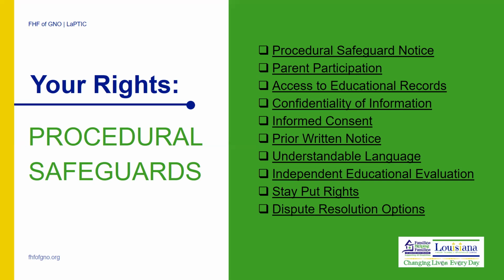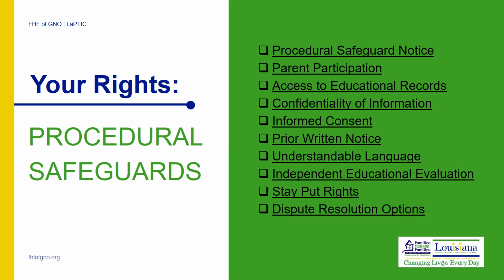You may expect confidentiality of your child's personal information. You have to be provided informed consent before certain things can happen, and we'll go over those shortly. You must receive prior written notice, and we'll also go over that shortly. You'll receive information in a language or way that is understandable to you. You will receive an independent educational evaluation if you disagree with the school's evaluation. You have the stay put right, and you have dispute resolution options, all covered under your procedural safeguards.